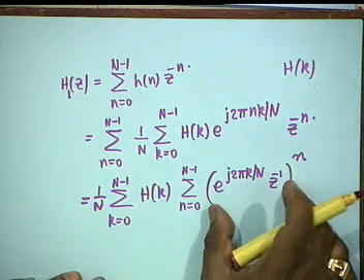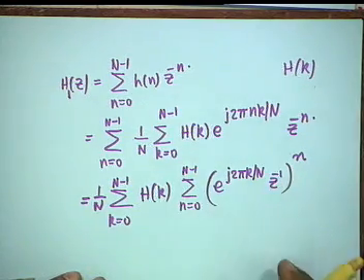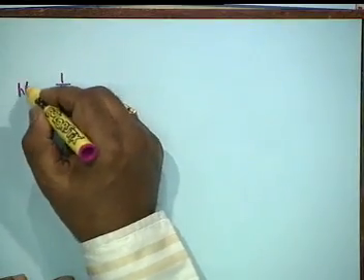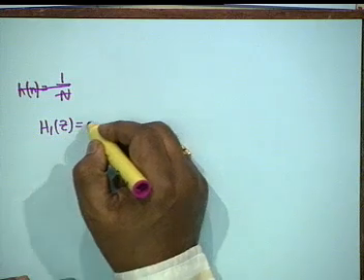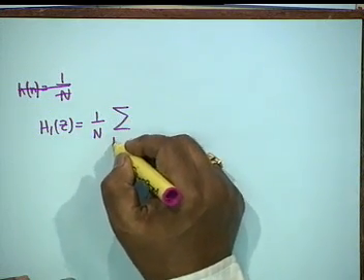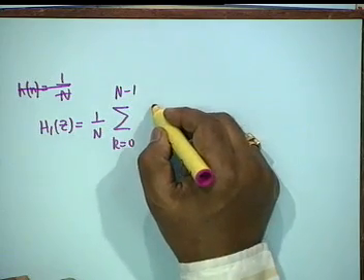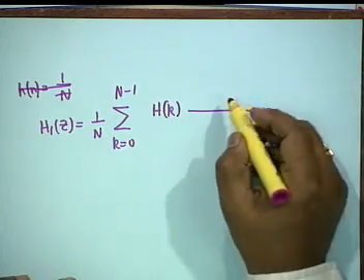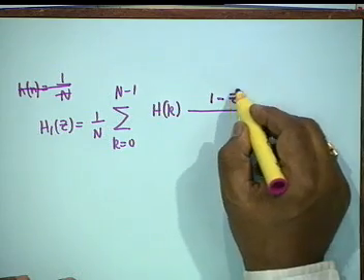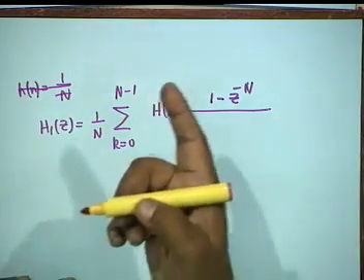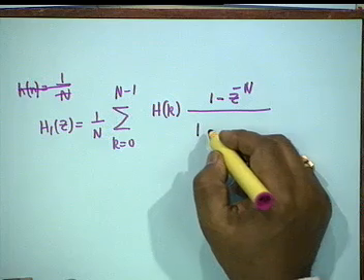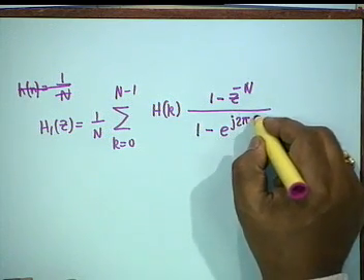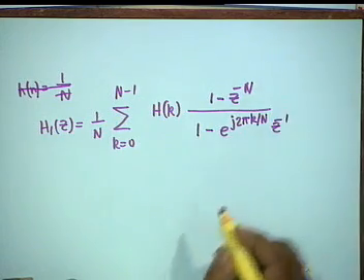right? This is a geometric series. You can find the sum of the series, and the result is, 1 by n, h of n is 1, I am sorry, not h of n, H1 of z is equal to 1 over n summation k equal to 0 to n minus 1 h k, times what would be the summation? 1 minus z to the minus n, because e to the j 2 pi k by n multiplied by n is 1. Very simplifying feature, and the denominator would be the common ratio, that is e to the j 2 pi k by n multiplied by z inverse.